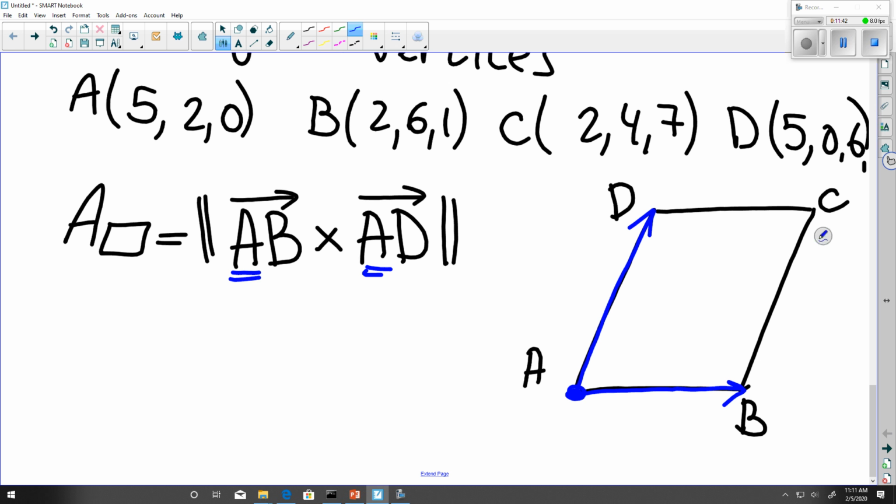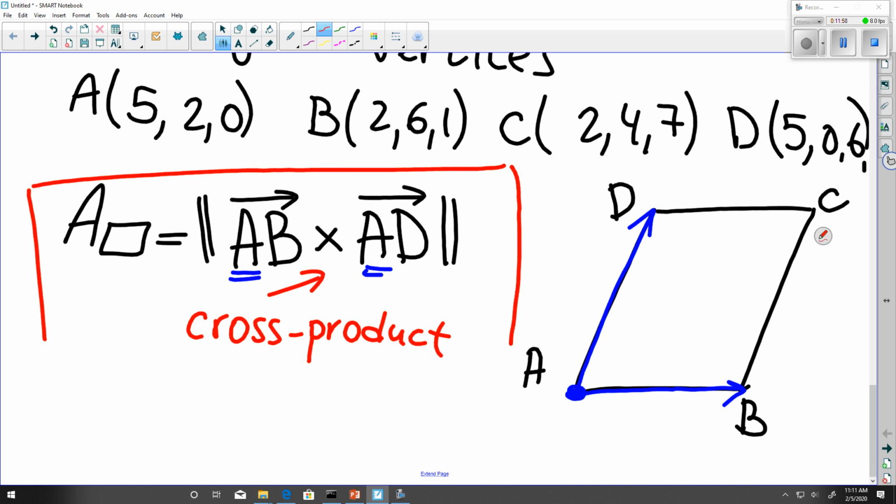We have to find the two vectors. We have to find the cross product. We have to find the magnitude of it. Again, this formula will be given to you. Don't have to memorize anything. Cross product is this X. Let me put it in a rectangle over here. From there, I think if you have the formula, the rest should be fine. But let me go over it step by step.